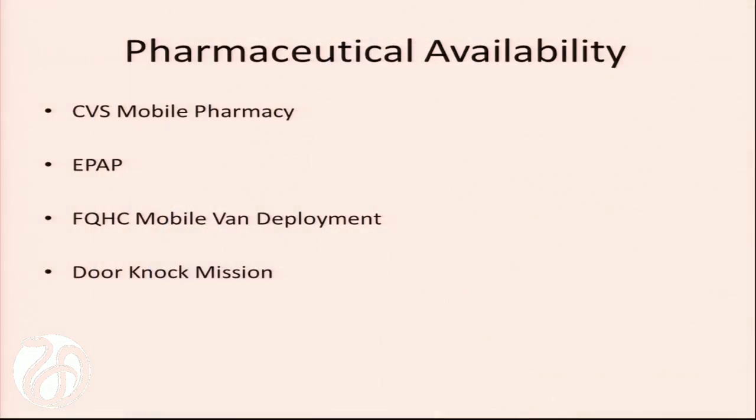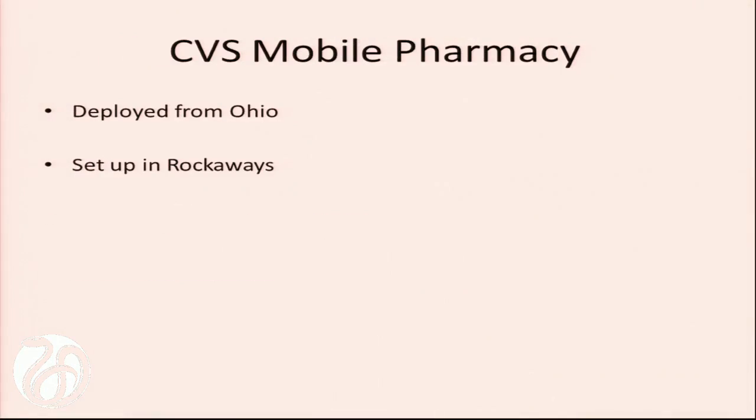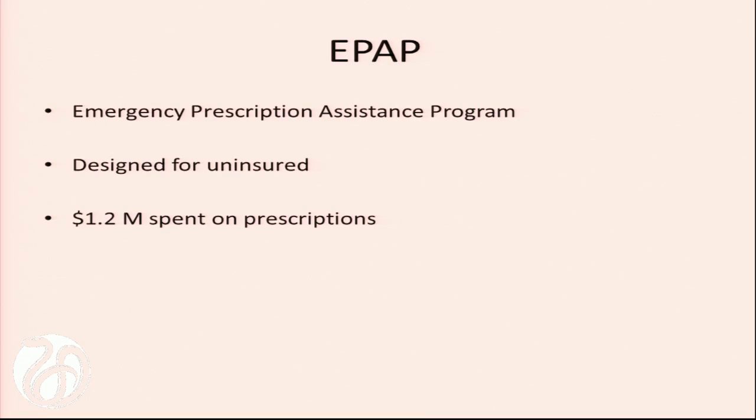Pharmaceutical availability, we had CVS Mobile Pharmacy, we have the EPAP, which I'll talk about, prescription system, FQHCs, mobile van, and the door knock mission. So with regards to the CVS, CVS deployed a van from Ohio, which was the closest van that they had available. We set it up in the Rockaways, and the reason for the Rockaways was primarily because it was the area that was the most in need and didn't have a pharmacy available.